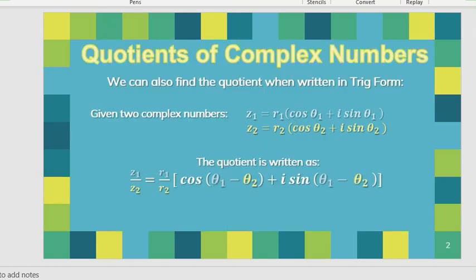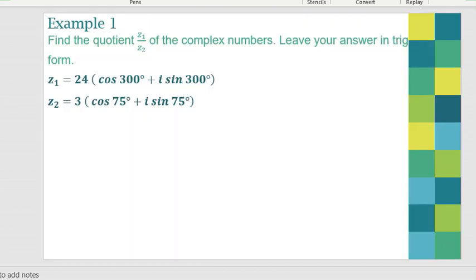So moving on. All right, to find quotients, now that we know how to multiply, look at how to find quotients. So I'm going to take these two and I'm going to divide them. This says to put Z1 over Z2 means that you're going to divide the R's in the same way, and then you're going to subtract the thetas. So here you divide, here you subtract, and here you subtract. But that's where we do this, and we call this cis. All right, it's the shortcut for cosine plus i sine. All right, let's go on to the next one.